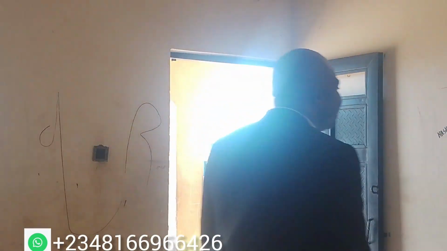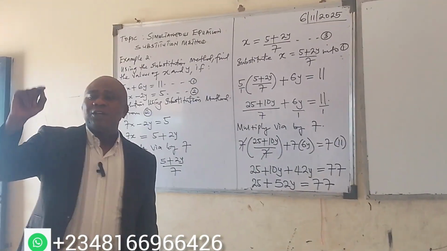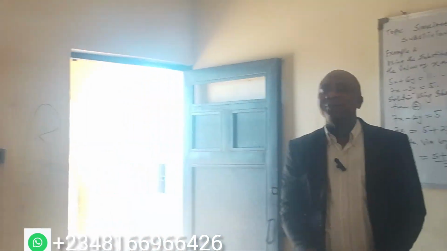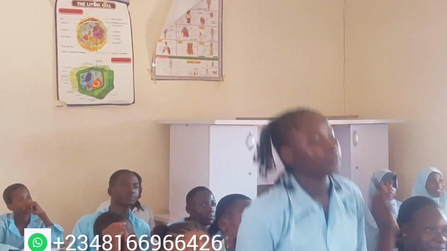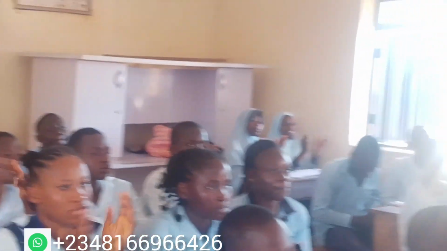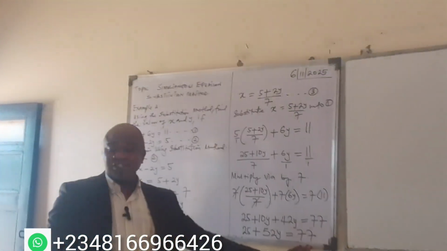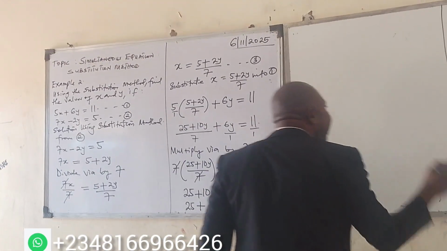Now what are the like terms here? If you know the answer, please I want to see your hands up. Okay, Jessica, let's hear from you. 25 and 77. Please let's clap for her. So the like terms here are 25 and 77. So now you tell them: collect like terms.